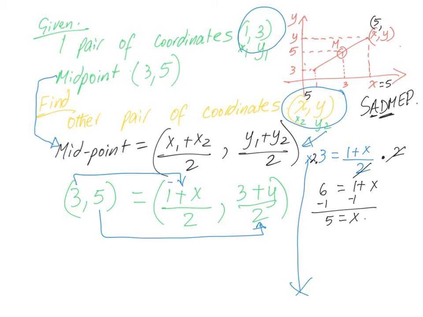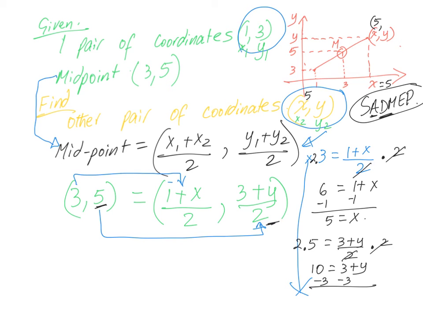Now we just need the y value. So we'll do the same thing. Let's take the y and equate it to this. So 5 is equal to (3 plus y) divided by 2. Again, use SAD map. You see division, so multiply by 2, you'll get 10 is equal to 3 plus y. And then subtract 3. So y is 7. So this value is 7. That's how we'll find our answer.